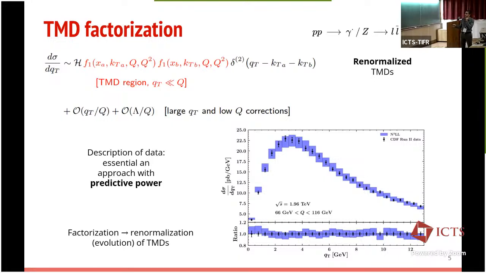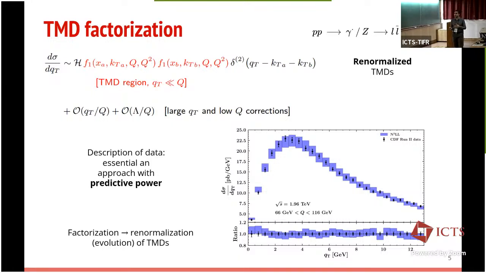So the dots here are the experimental points. The boxes are related to the theory calculation with the theory uncertainties, which are mainly coming from the collinear PDFs. Okay. So it's essential to have a theory approach that has predictive power, predictive in the regime where perturbative QCD holds true. It would be very difficult to achieve such a description with a non-perturbative model of the cross-section.